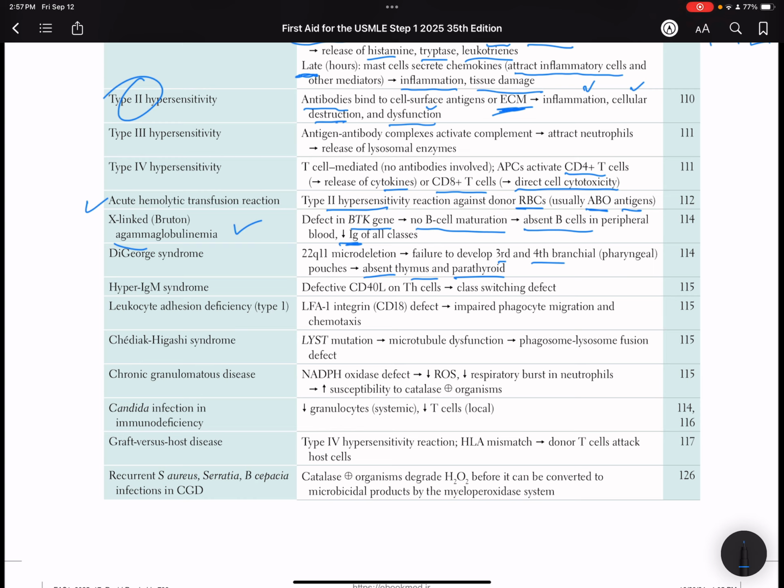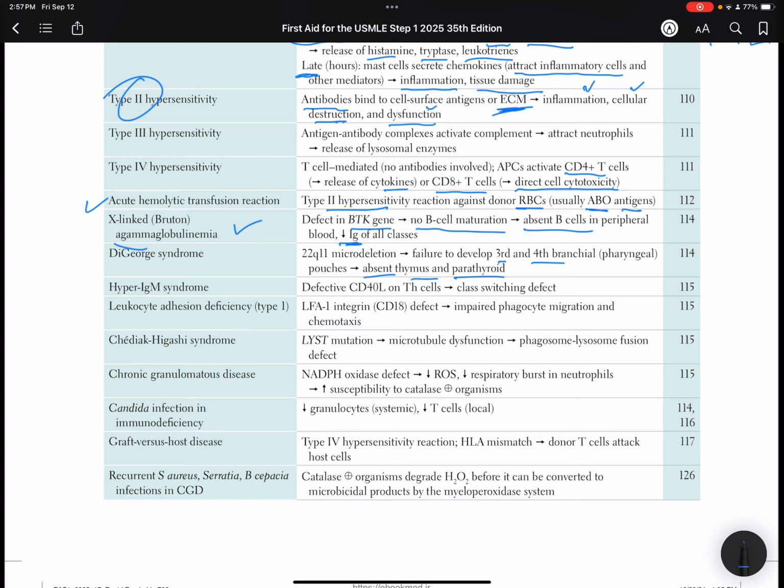What is leukocyte adhesion deficiency? Leukocyte adhesion deficiency type 1 is LFA1 integrin CD18 defect, causing impaired phagocyte migration and chemotaxis. What is Chediak-Higashi syndrome? Chediak-Higashi syndrome is LYST mutation causing microtubule dysfunction, phagosome lysosome fusion defect.